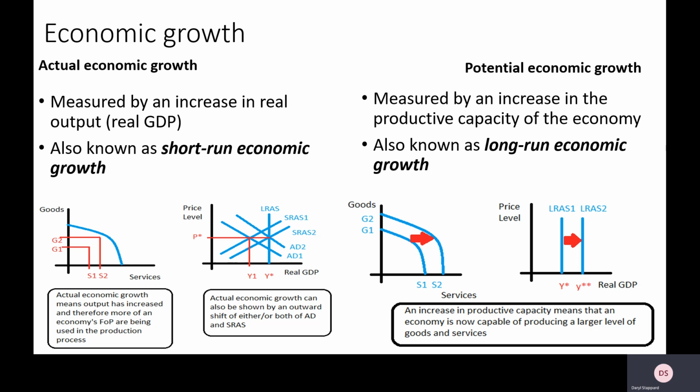If we have something that causes AD to move outwards, so this could be higher consumption, more investment, more government spending, more exports and/or fewer imports, then AD would move outwards. That would show actual economic growth. We could also show it by SRAS moving outwards. If we have a reduction in business costs and SRAS moves outwards, it would mean that we would again experience actual economic growth. Now, potential economic growth, we would show the PPF moving outwards. So that would show an increase in the factor endowment of the country. And of course, we could show that by the LRAS curve also moving outwards.